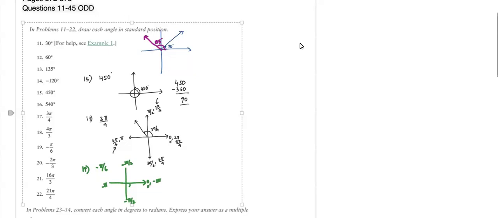And if I convert this, it is negative 3 pi over 6, because 1/2 is the same as negative 3/6. And then this will be negative 6 pi over 6, and then this can be negative 9 pi over 6, and then negative 2 pi can be negative 12 pi over 6.